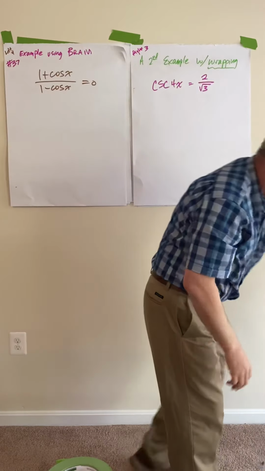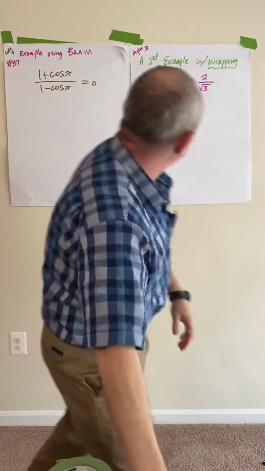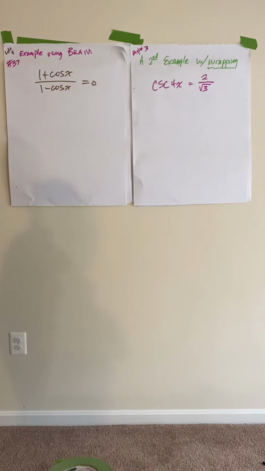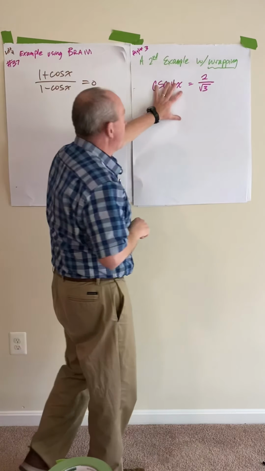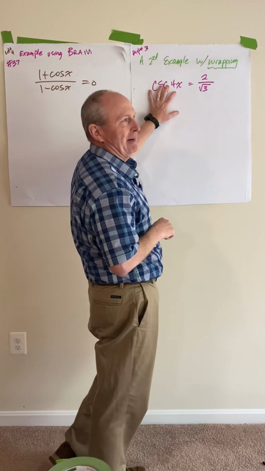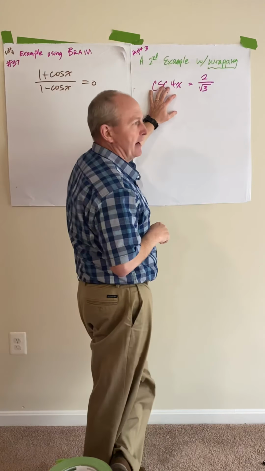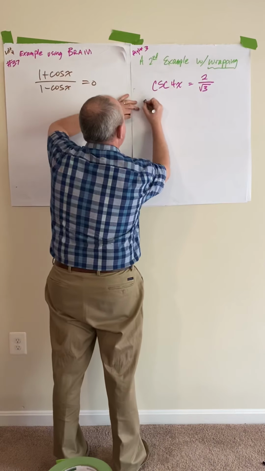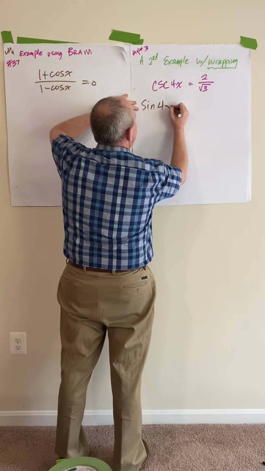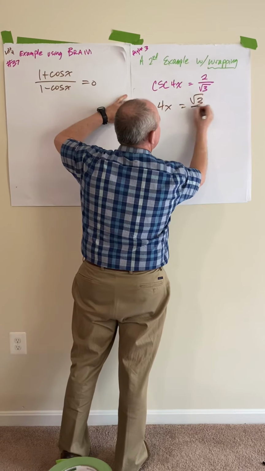All right, good. So here's the second example with wrapping. Cosecant of 4x equals 2 divided by the square root of 3. All right, well, cosecant. Right away, I don't care about the cosecant. I care about the sine. So let's change this to the sine of 4x equals the square root of 3 over 2.